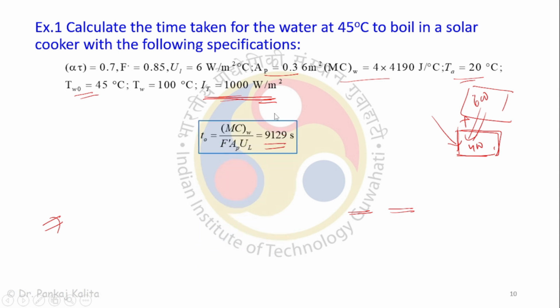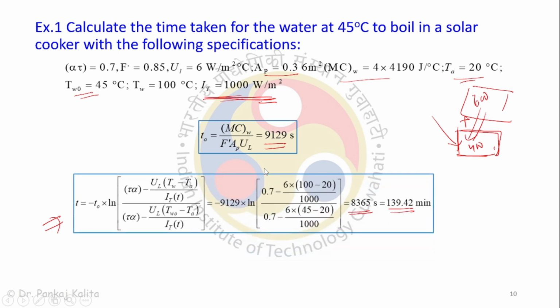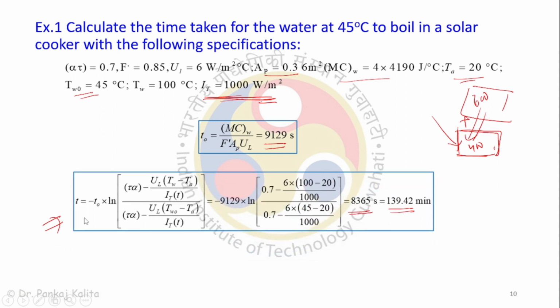Now we have to calculate t naught, that is the time. The formula for time is M Cw, that is 4 into 4190, upon F dash into Ap, Ap is 0.6, and UL. So time taken for this is 9129 seconds. Now since this is a transient state, time is actually calculated as this minus t naught into ln of this upon this, so minus t1, putting in all the values: tau alpha value, UL value, Tw minus Ta value, IT value. So you just have to put in these values.